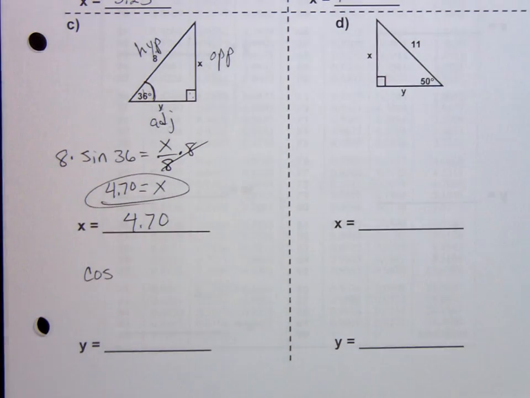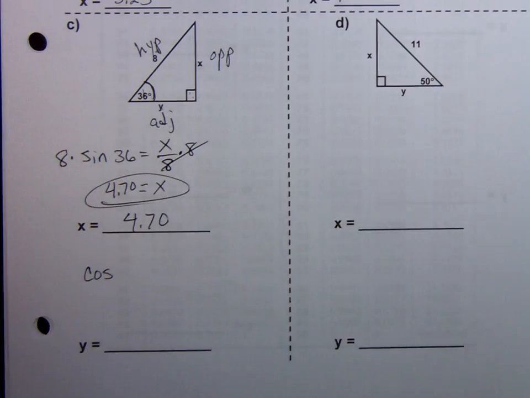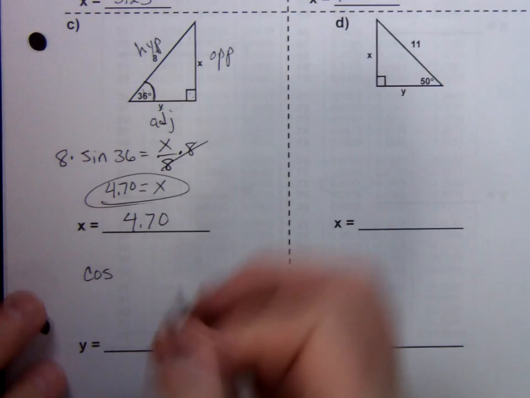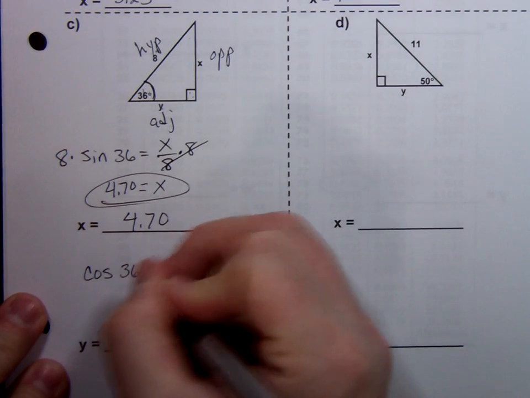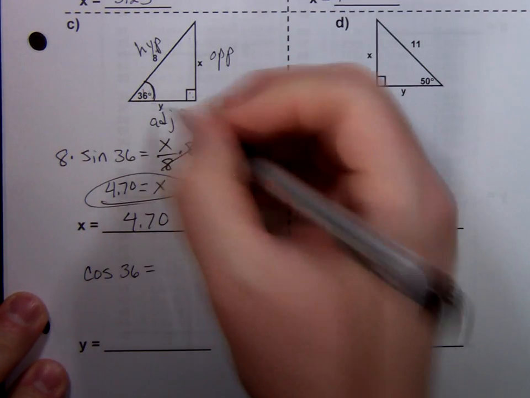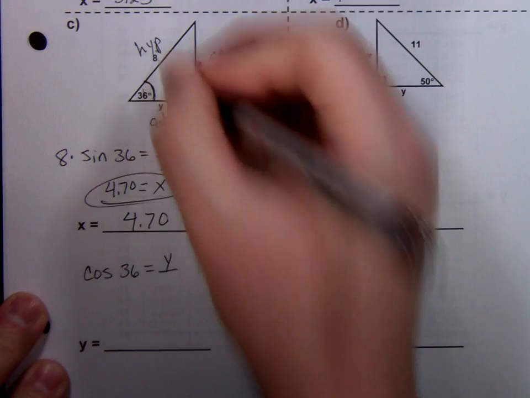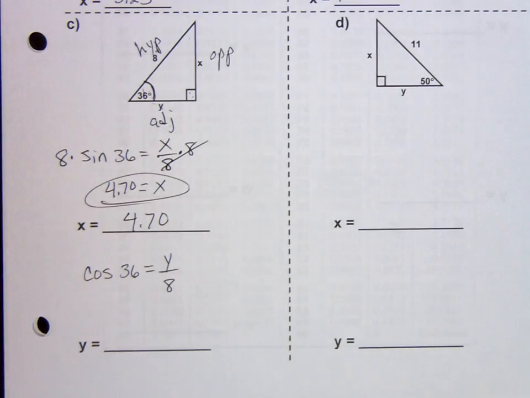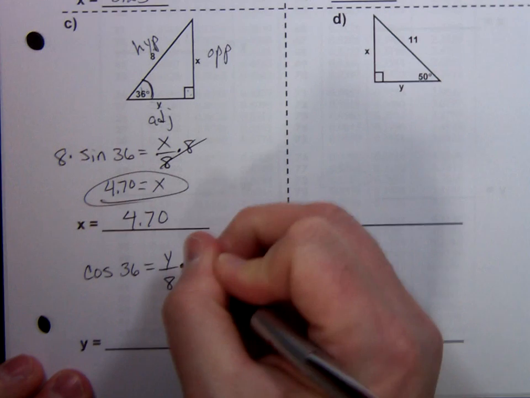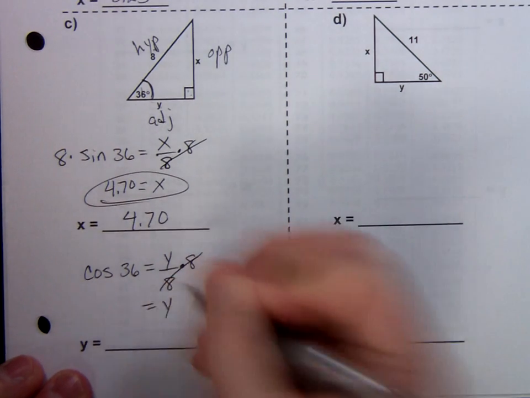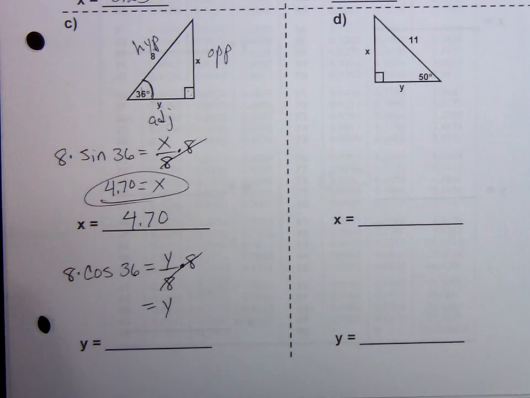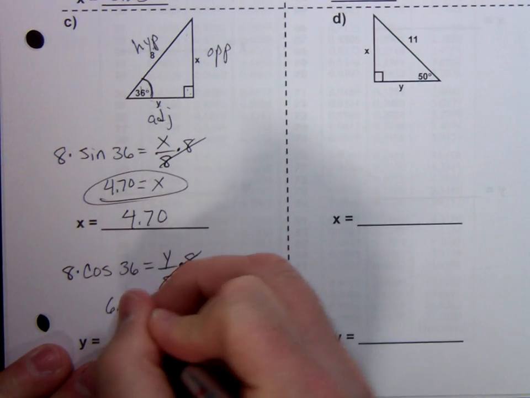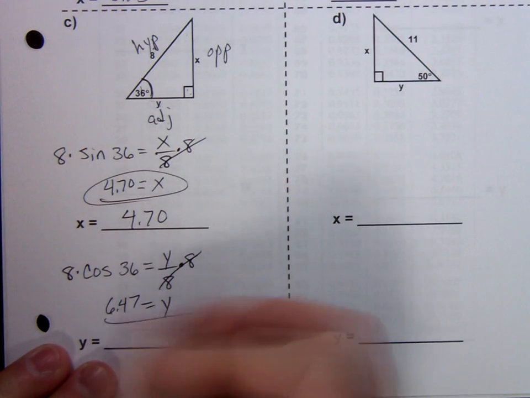SOHCAHTOA. Cosine is adjacent over hypotenuse. All right, so cosine of 36, adjacent was y, hypotenuse is 8. So there's the equation you should have set up. Y is being divided by 8, so I multiply by 8. If I do it on one side, I got to do it on the other side. So 8 times the cosine of 36 should get approximately 6.47.